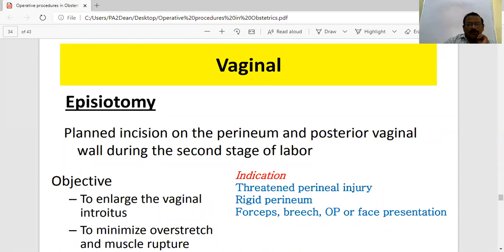Then the other vaginal procedures are episiotomy, a planned incision on the perineum and posterior vaginal wall during the second stage of labor. Indications are threatened perineal injury, rigid perineum, then forceps, breech, occipito posterior or face presentation are the indications for episiotomy.